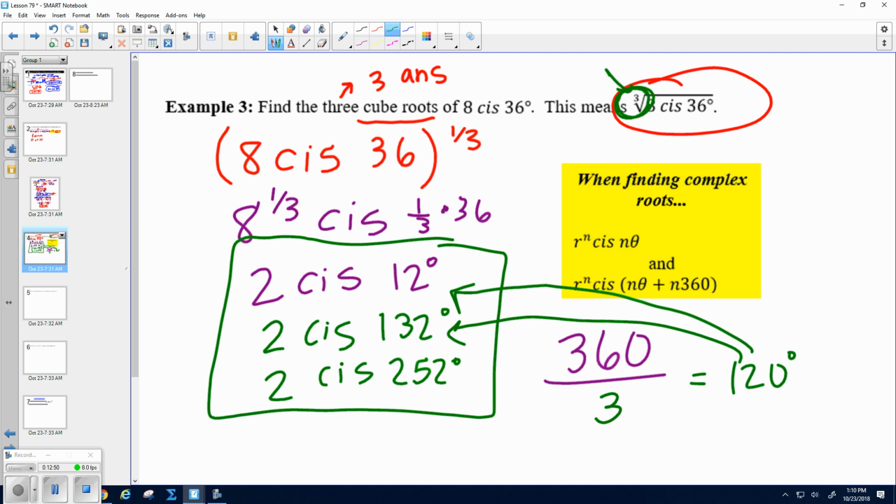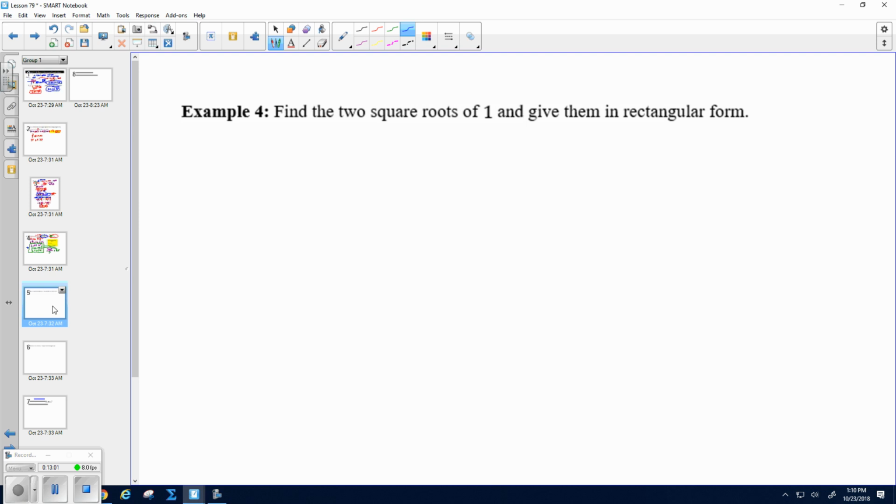All right, what form did we start in? Polar. What form did we end in? Polar. Okay? All right, find the 2 square roots of 1 and give them in rectangular form.